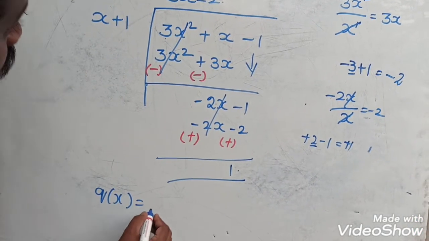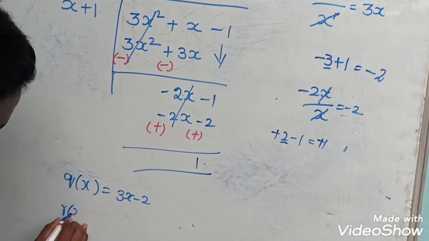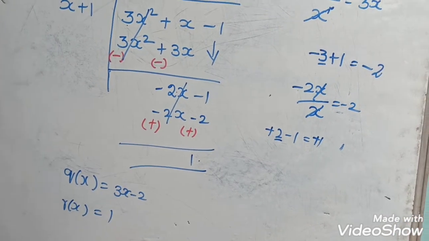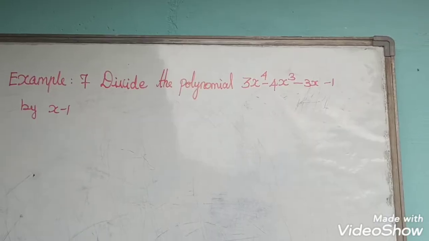So q of x equal to what is that? 3x minus 2, and then remainder r of x equal to 1. Next we move on to example number 7.